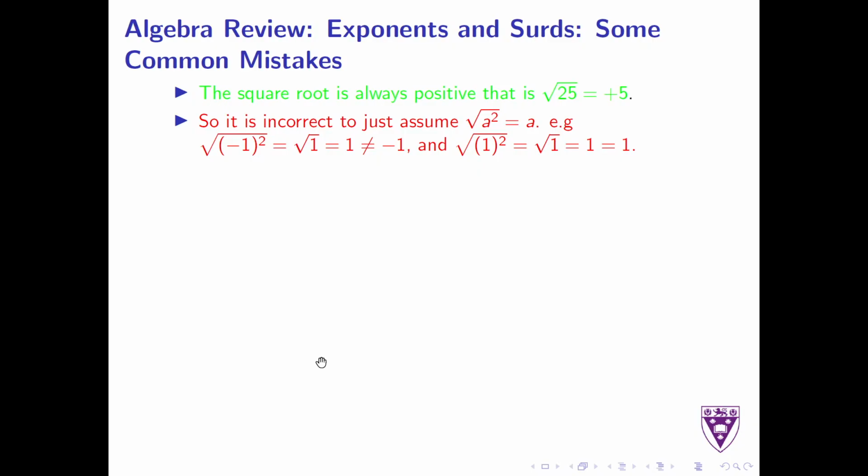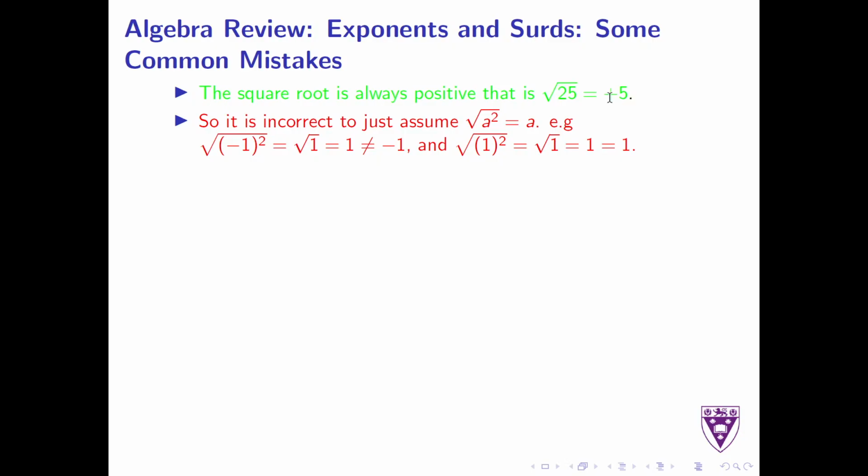Now, the rule is simple. The square root is always positive. It's not negative or positive. It's always positive. You're always supposed to get a positive answer. That's the rule, simple as that. So if you have the square root of 25, the square root of 25 is always positive 5. It's not plus or minus 5.